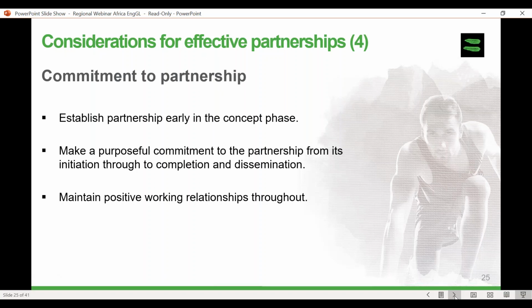Then if we have a look at commitment to the partnership, the partners are more likely to be committed if they are involved in the partnership from the early phase, the concept phase of the research. Also, to make a purposeful commitment to the partnership from the beginning right to the end when the results of the research are disseminated. And then maintain a positive working relationship throughout. Again, this is not always easy, but try to maintain this positive working relationship throughout the research project. Next slide, please.